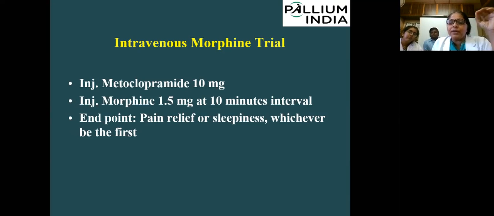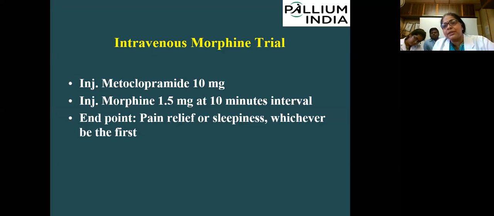So when we want to give it as an intravenous trial, always have metoclopramide in hand before you start. Get an IV line or a subcutaneous route, and then give him metoclopramide 10 milligram. Follow it up with morphine 1.5 milligram at 10-minute intervals. As we give this, we maintain a chart, which will be shown in the next slide. In this chart, we assess how much the pain has responded after every 10 minutes.